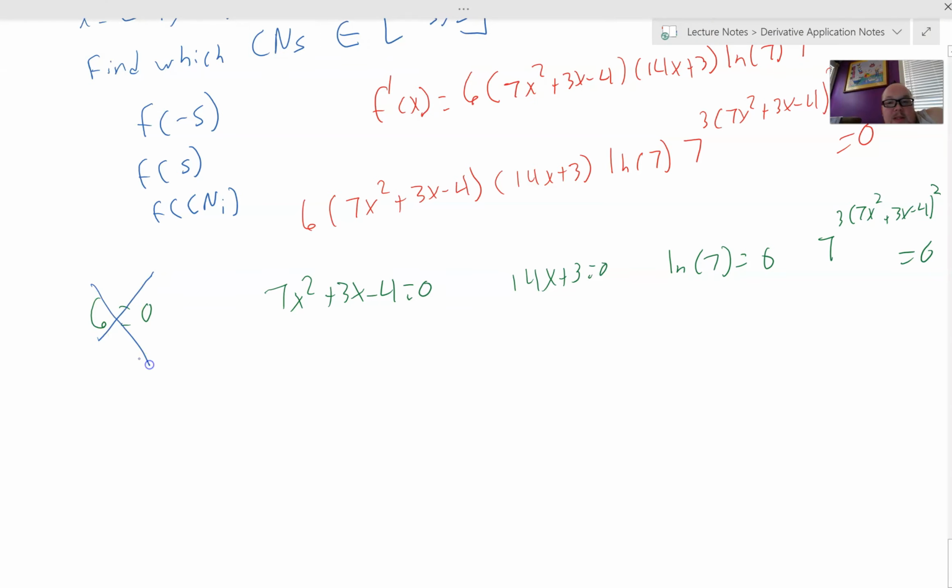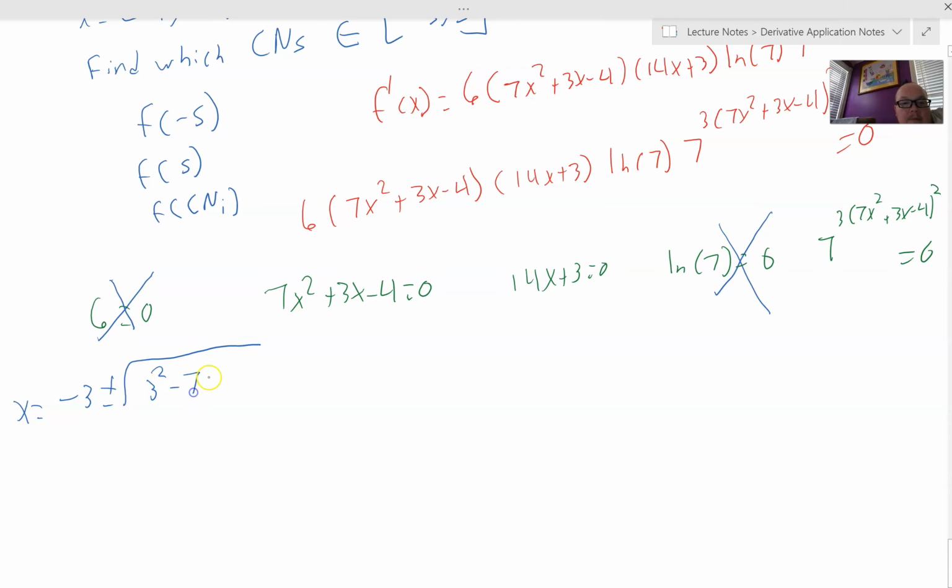Well, 6 can never be 0, and ln of 7 can never be 0. So for this one, we use the quadratic formula. So x equals negative b plus or minus the square root of 3 squared minus 4 times 7 times negative 4, all over 2 times 7. And then here we get x is equal to negative 3 fourteenths.